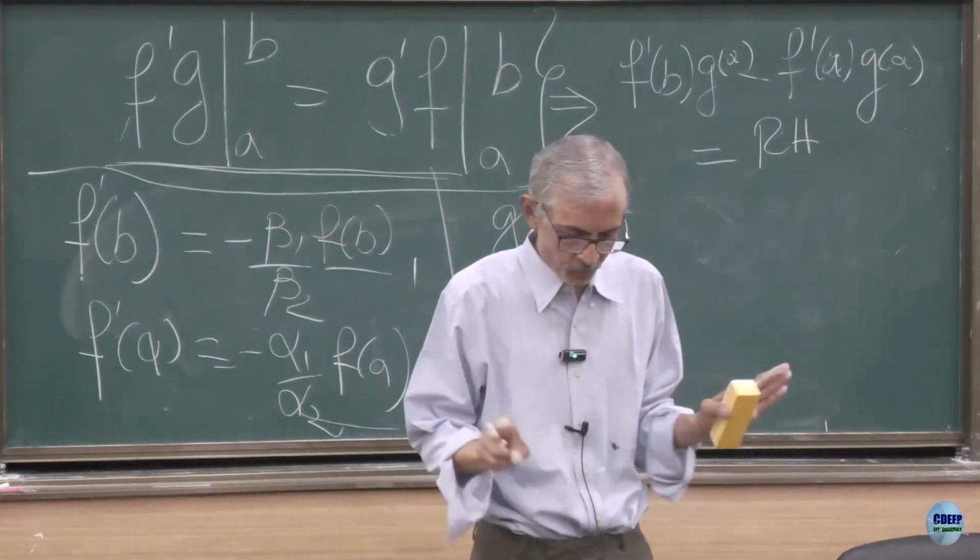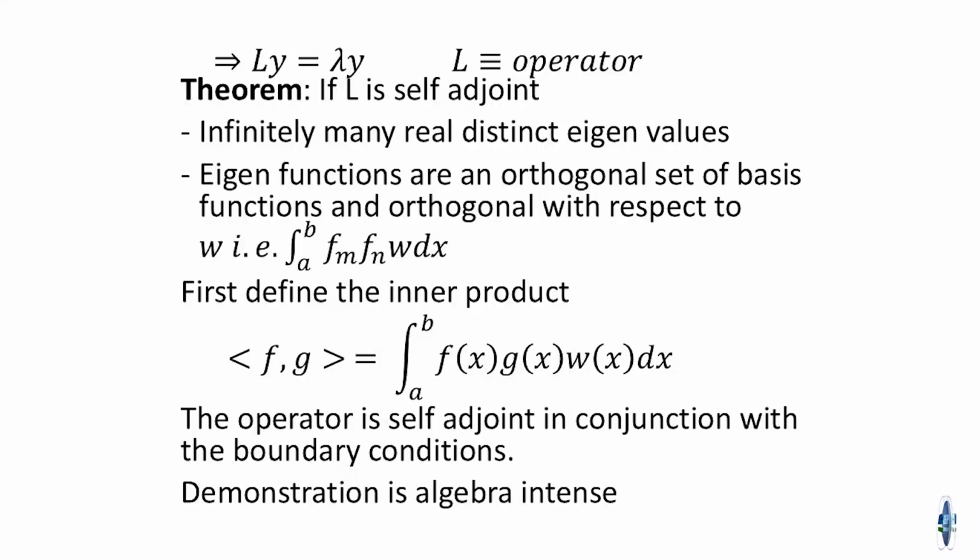We have not proved anything, and we are not going to prove anything also. What we do may not stand the rigor of a math proof, but we are just waving our hands decently and trying to make some conclusions. Now what we are saying is, if L is self-adjoint, there are infinitely many real distinct eigenvalues.